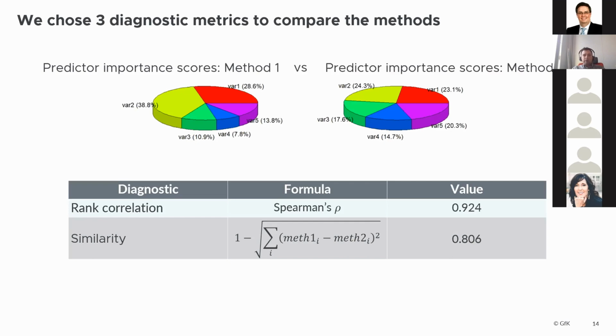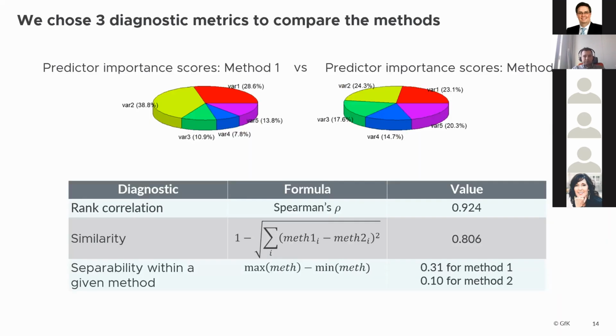The third way we may look at the quality of importance scores is the ability to distinguish the result. Separability measures the difference between the best and the worst predictor, between the most and the least important. Please notice that the first 2 measures give us only one value. The third one is a measure for each method separately.